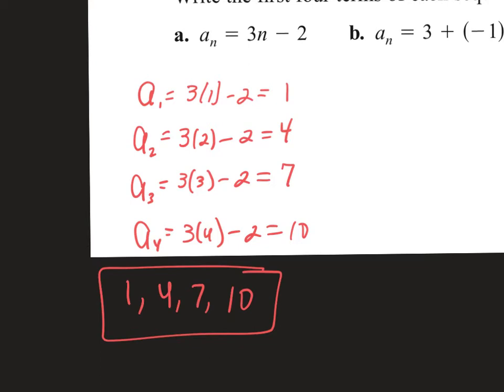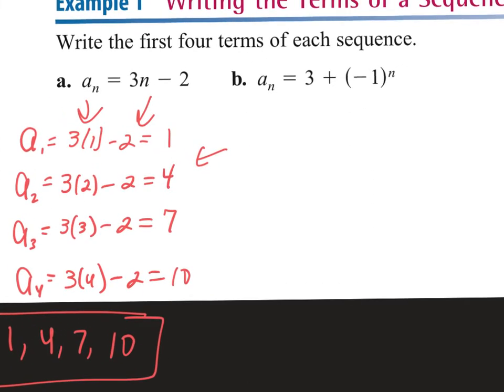So on a test or a quiz, if I ask what are the first four terms, and all you do is give me 1, 4, 7, and 10, I'm sure you didn't cheat and copy off of somebody. I know that you plugged it in your calculator, but I need to see this part that says, hey, I understand I'm plugging in whatever term I'm looking for into the N. Does that make sense? Okay, so same thing here.